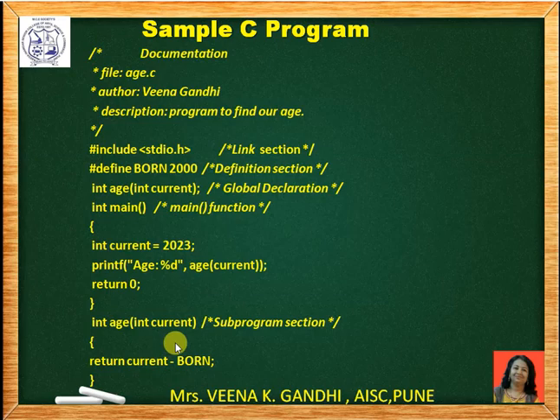Now in the subprogram section we define the user defined function. Here we write the code for the function age, which accepts the current year and returns the current age of any person. So when it comes to the return statement, again control is transferred from the user defined function to the calling function main. Now every C program may or may not contain all the parts, but every C program must contain the main function.